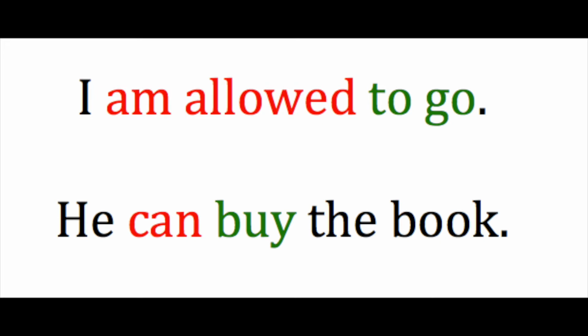Here's another example. He can buy the book. Can is the modal auxiliary. Buy is the verb that goes with it. And notice that in English, what is typical is that when we have the modal, the verb comes right after it. Okay? He can buy the book. I am allowed to go. So those are what modals are.